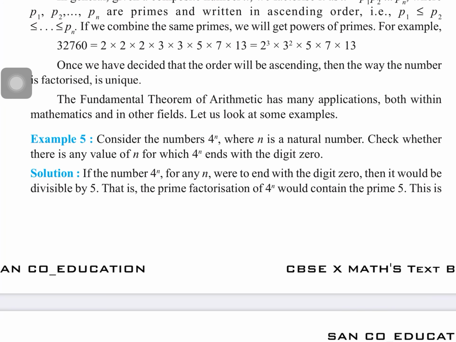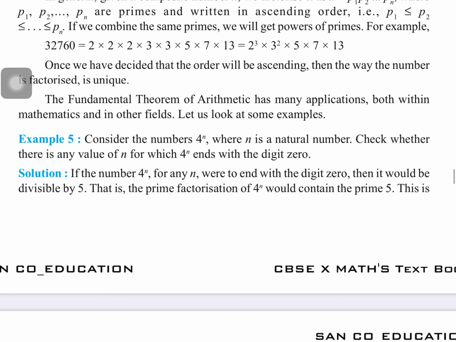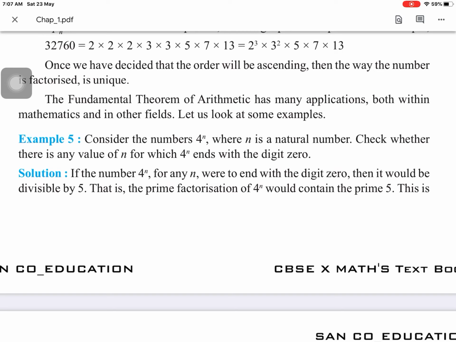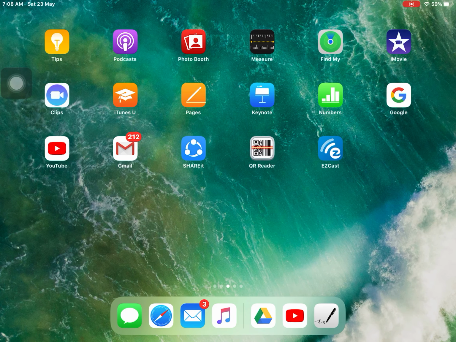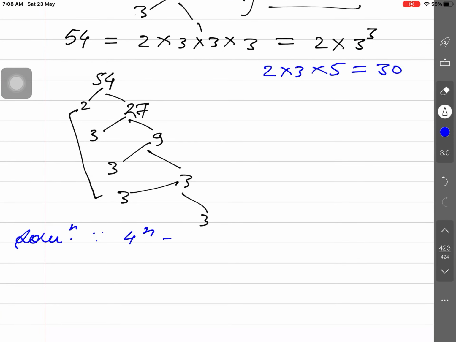The question is asking: consider the number 4 raised to the power n where n is natural, check whether there is any value of n for which 4 raised to the power n ends with the digit 0. Before solving the question, we will factorize it and inspect it. Its factorization is 2 into 2, raised to n. We will see that the prime factorization of 4 does not include 5 as a prime factor.